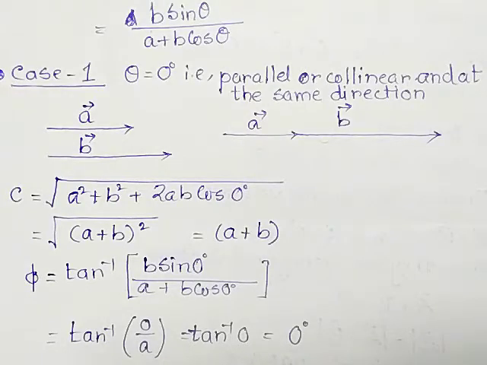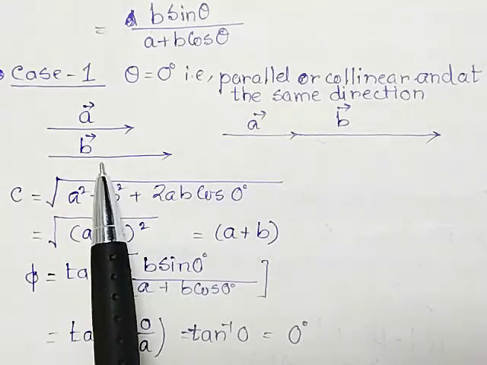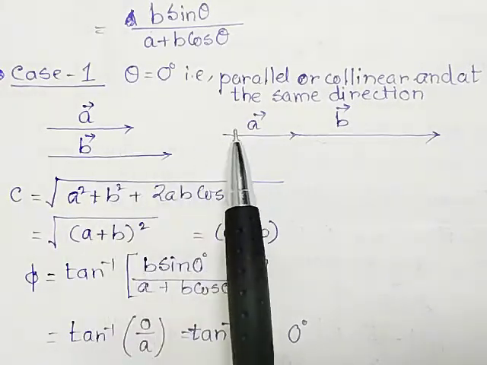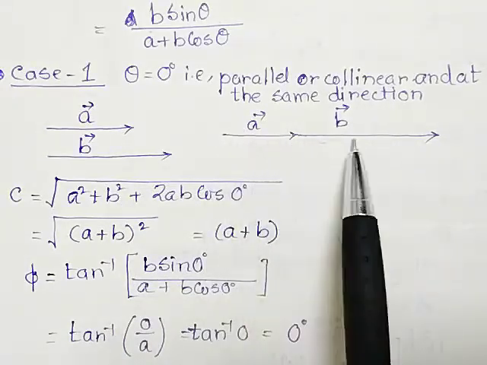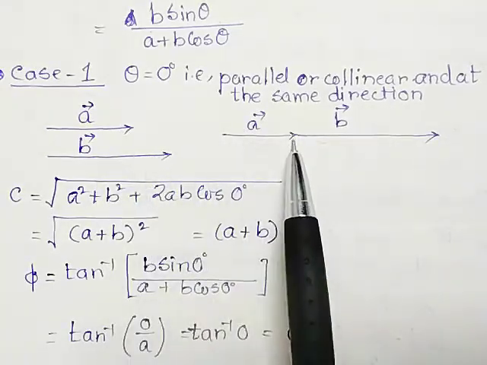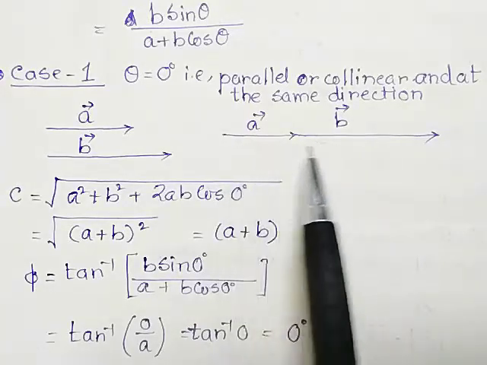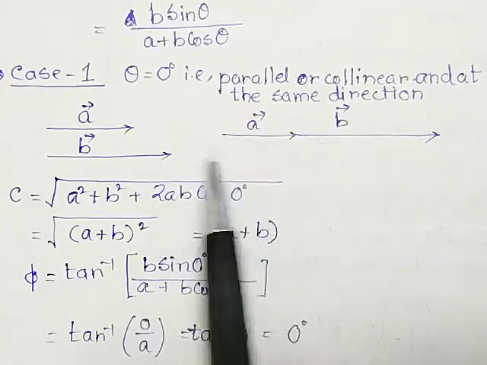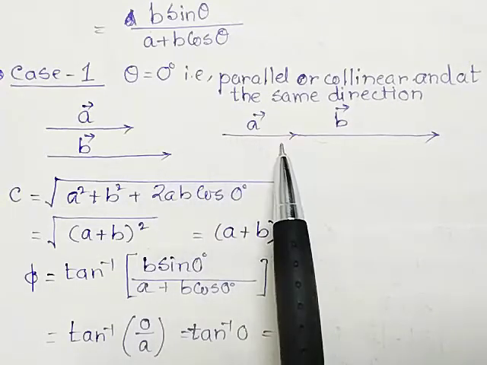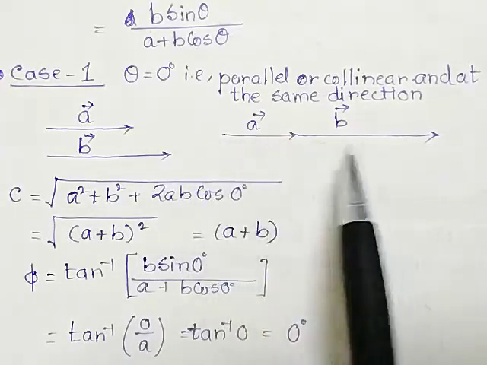The first case that we have taken is theta equal to 0 degrees. What does theta equal to 0 degrees mean? The angle is 0 degrees. That is, there is no angle between the A vector and the B vector. So there are two possibilities. If there is no angle between the A vector and B vector, the A vector and B vector may be parallel, or they may be collinear on the same line. In this case and in this case, the angle between the A vector and B vector is 0 degrees, and obviously both of them point in the same direction.